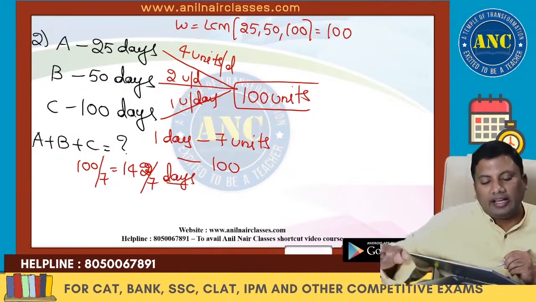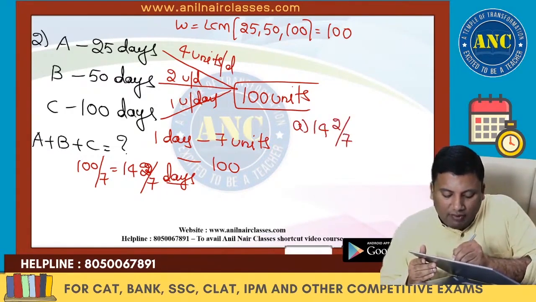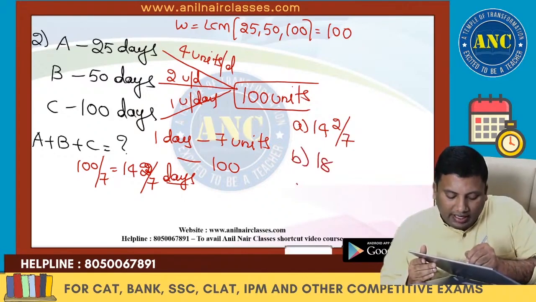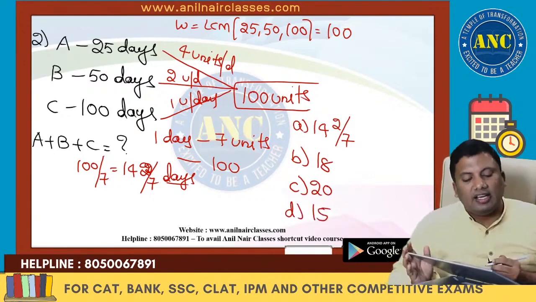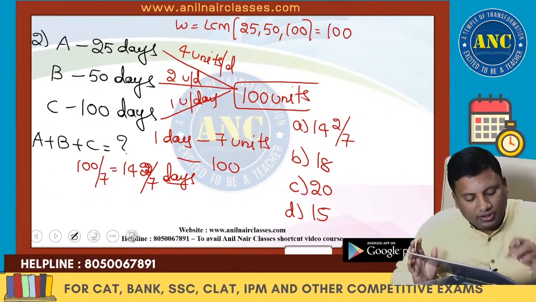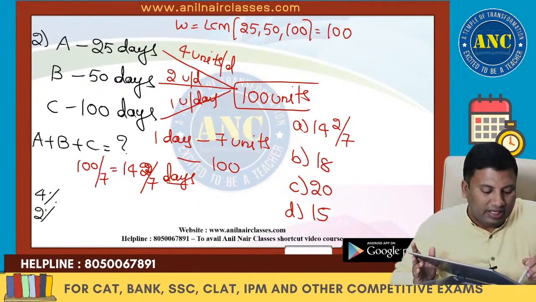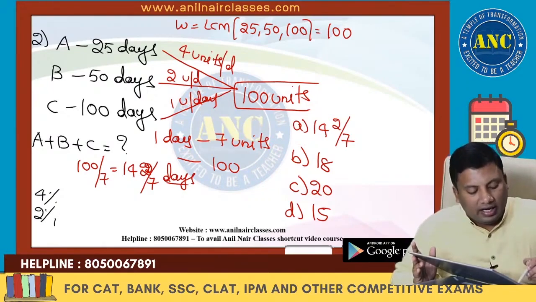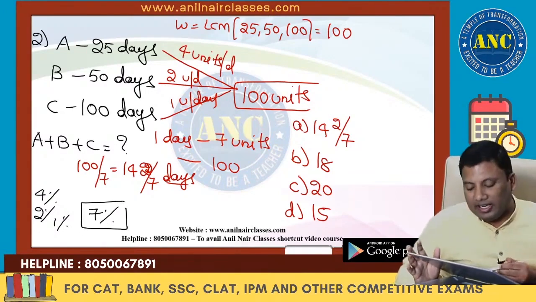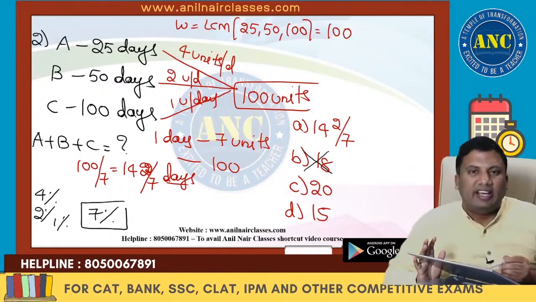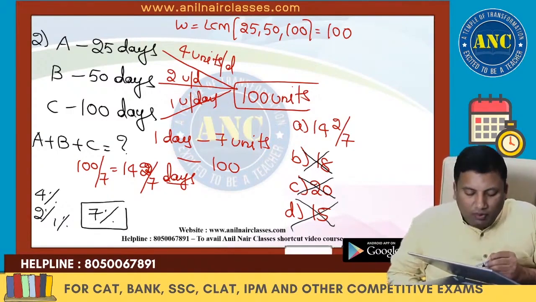I told you, in case answer options are there, like 14 2 by 7, 18 days, 20 days and 15 days, easily you can do it by using the answer options. 1 by 25, first is 4%, 1 by 50, 2%, 1 by 100, 1%. If I convert into percentage, I should get 7%. 1 by 18 is 5.5, 1 by 20 is 5%, 1 by 15 is 6%.